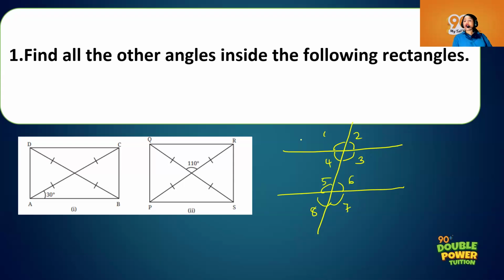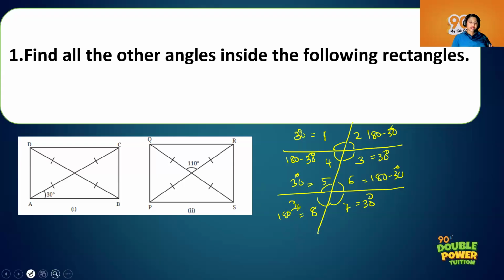The odd number angles will be equal. For instance, if this is 30 degrees, then this will also be 30 degrees, this also 30 degrees, and this also 30 degrees. Clear? Then the rest of them, the even numbers, will be 180 minus 30 degrees. Is it now clear? The parallel lines are clear to you?